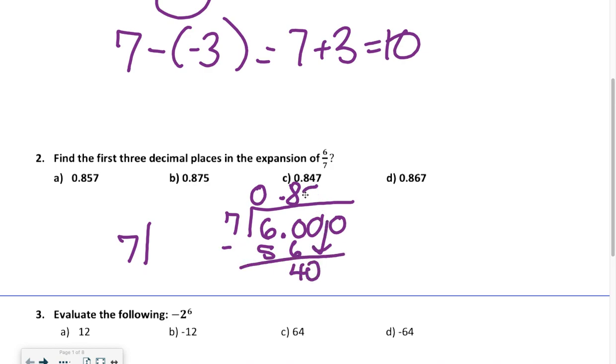40 divided by 7 would be 5. 5 times 7 is 35. And 50 divided by 7 would be 7. 7 times 7 is 49. 0.857 is your answer.